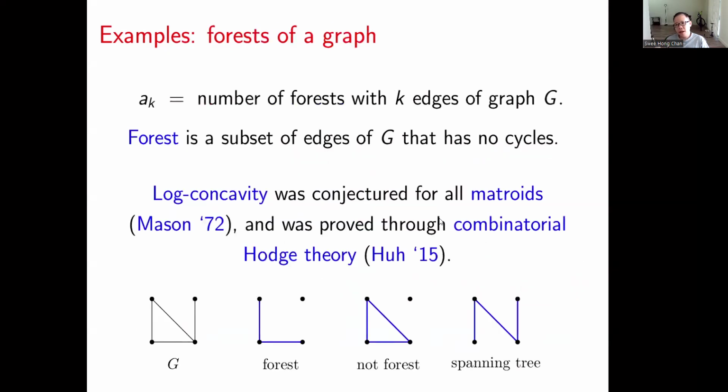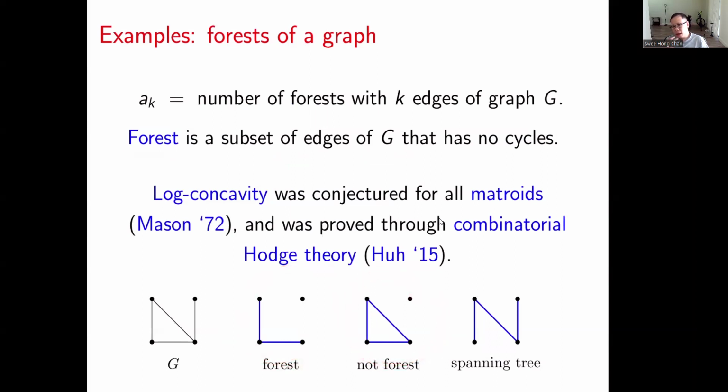And here's another example. This time it comes from graph theory. Let G be any arbitrary graph that's given. Let A_k be the number of forests with exactly k edges of the given graph, where a forest is a subset of the given graph G that has no cycle. So for example, this picture here is a forest because it has no cycle. This picture here is not a forest because you have a triangle.